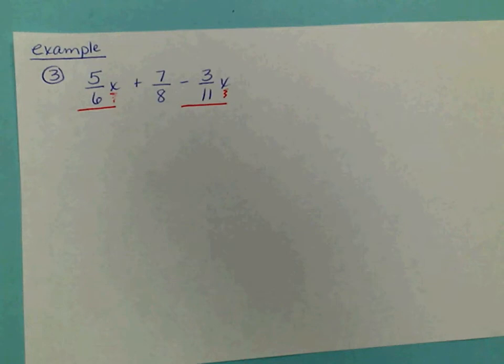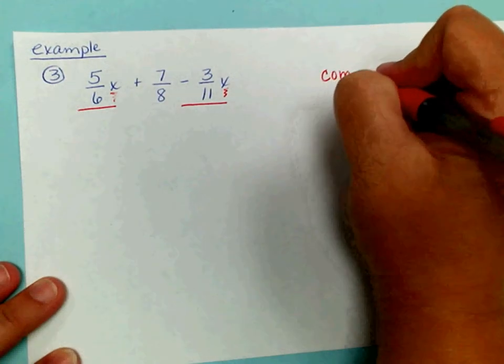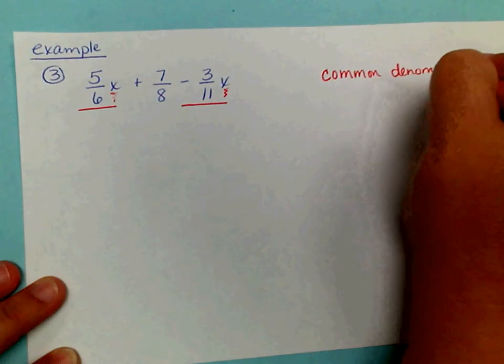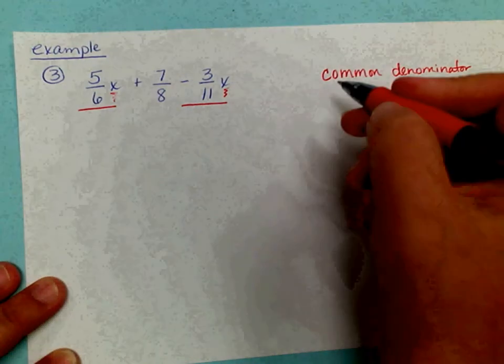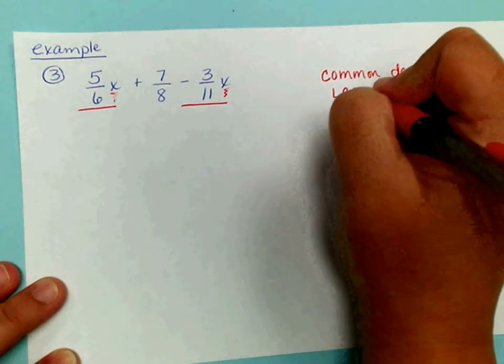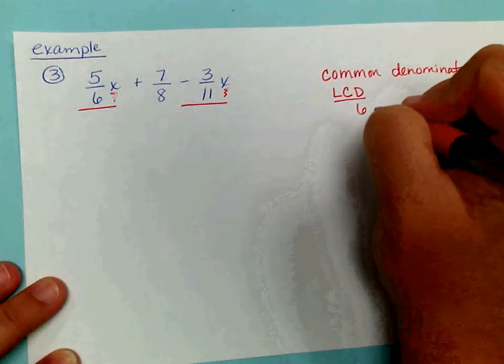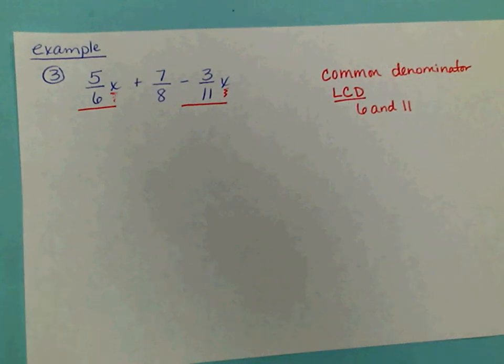But there's a rule about adding and subtracting fractions, and that means that they have to have a common denominator. So before we can actually combine our like terms, we have to find that common denominator, or a lot of times you'll hear it referenced as just your LCD. So we need our LCD of 6 and 11. That means we're looking for the smallest number that 6 will divide into, but at the same time 11 will divide into it as well.